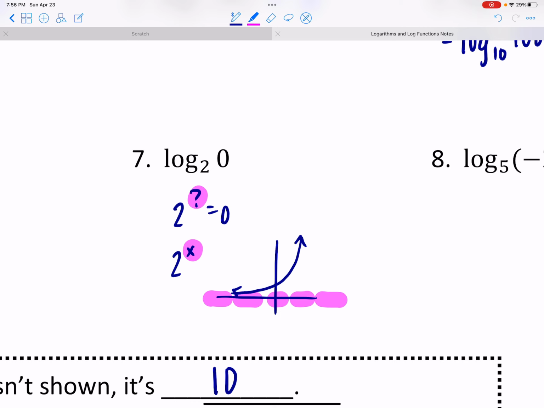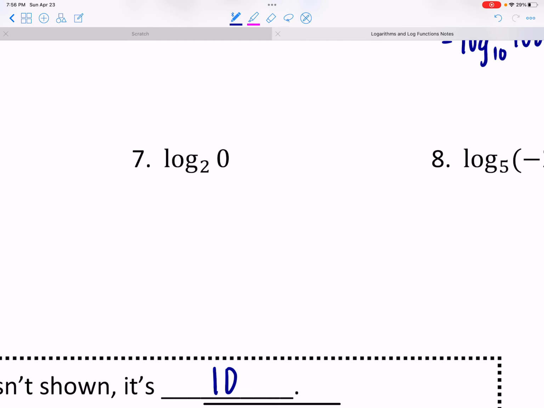The smaller the exponent I pick, as x approaches negative infinity, our function will approach 0, but it can't get there. So there is no power of 2, or any base, that is going to make a log expression equal to 0. So we would say that this is undefined.